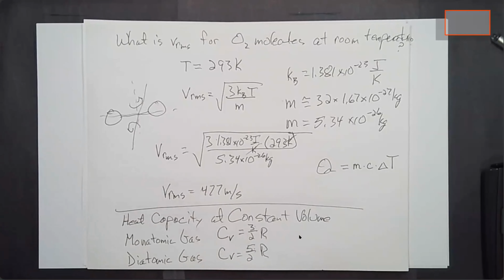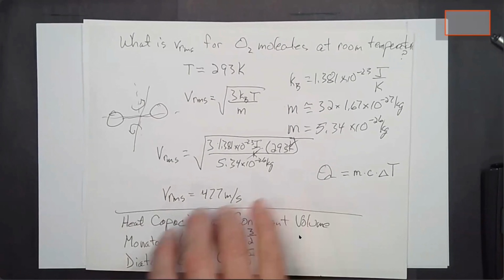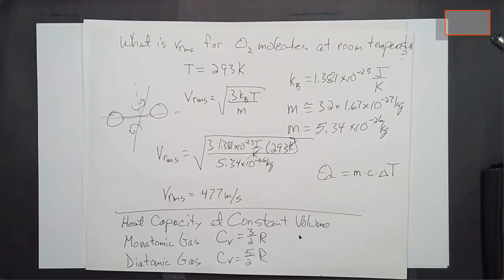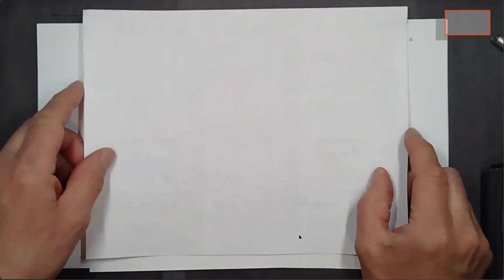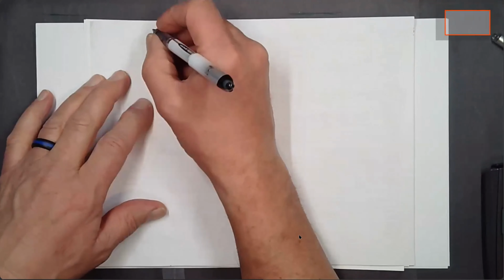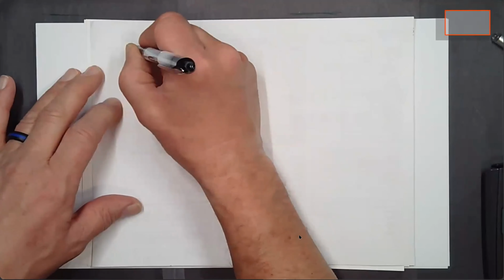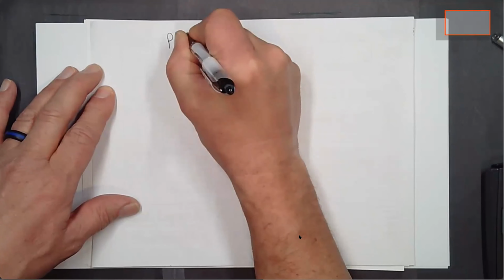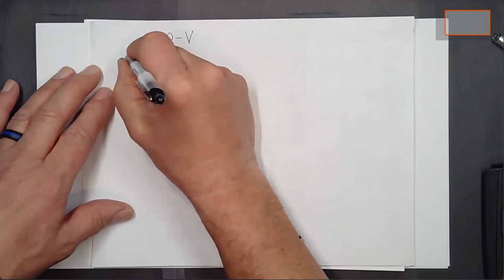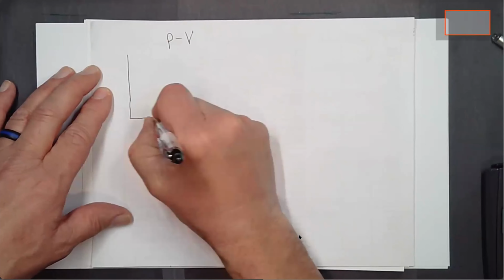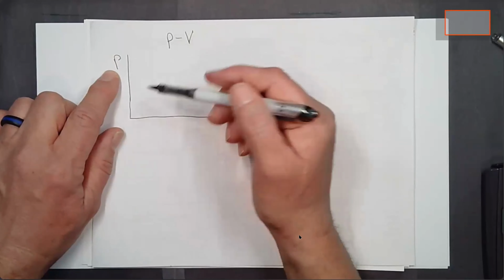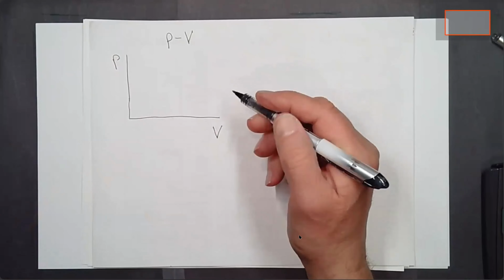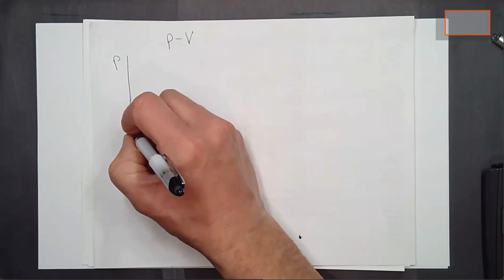Okay, now something that's going to help us a bit in some of the problems that we're going to do here today is thinking about the work that can be done in thermodynamic processes. For starters, I'm going to introduce the idea of a PV diagram. The P stands for pressure and V stands for volume. In these diagrams, we always put the pressure on the vertical axis and the volume on the horizontal axis. And the origin is down here.